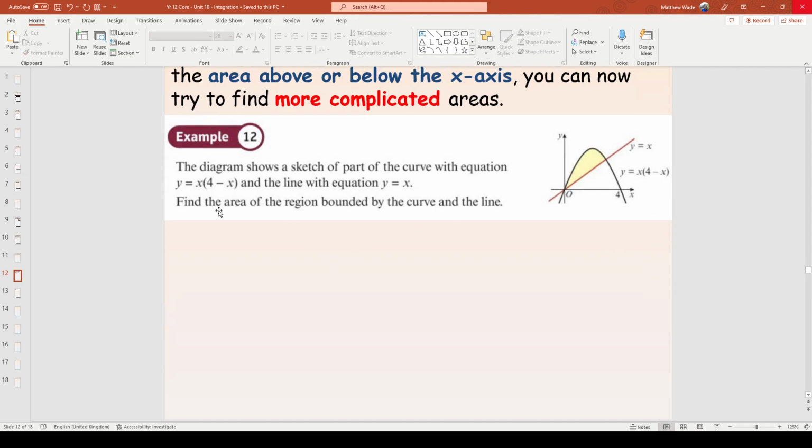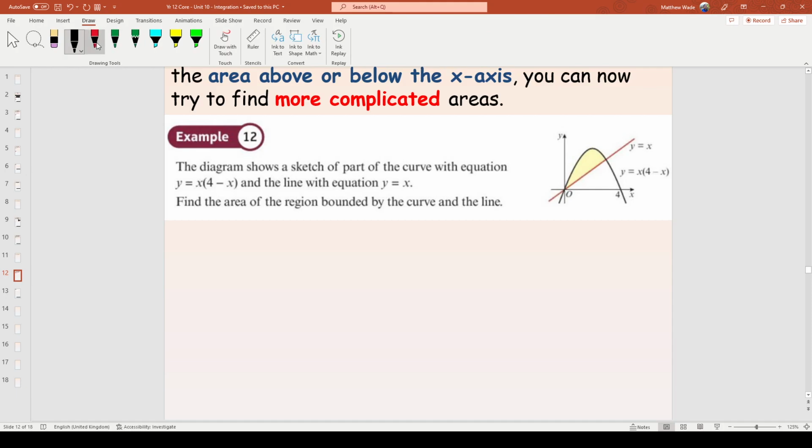Okay. Question one says this. The diagram shows a sketch of part of the curve with the equation y equals x(4 minus x), and the line y equals x. Find the area of the region bounded by the curve and the line. So it's that yellow bit there, and we just need to work out what that is. Okay.